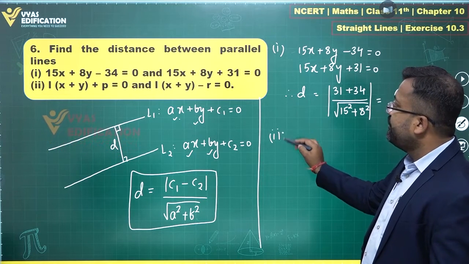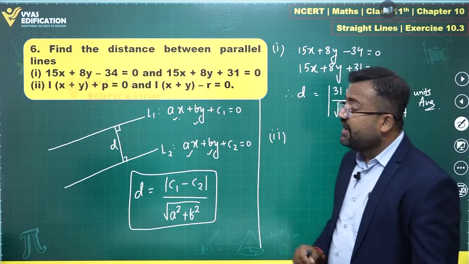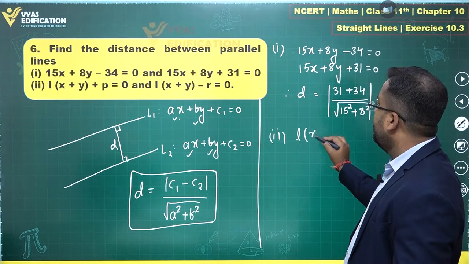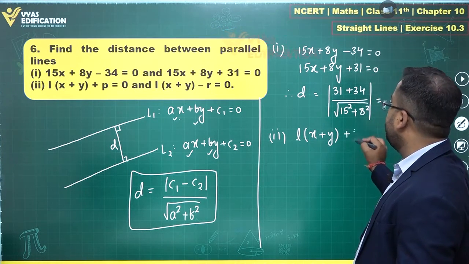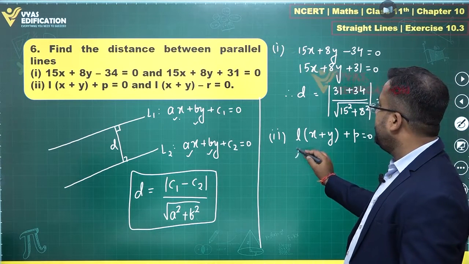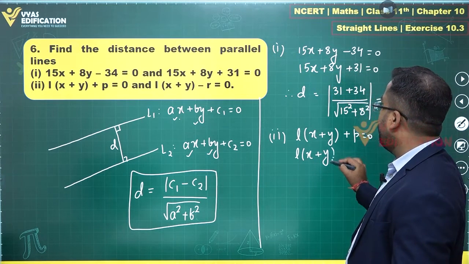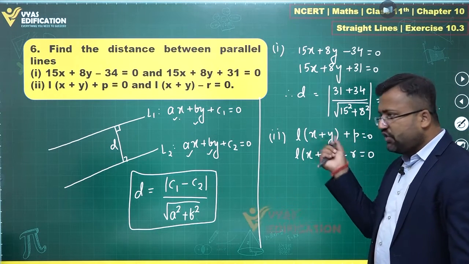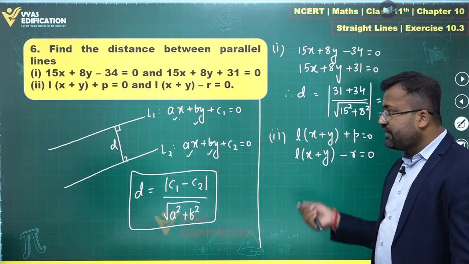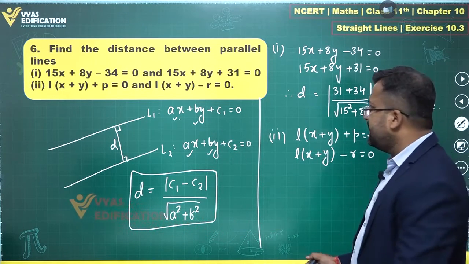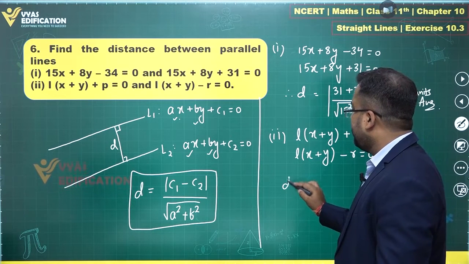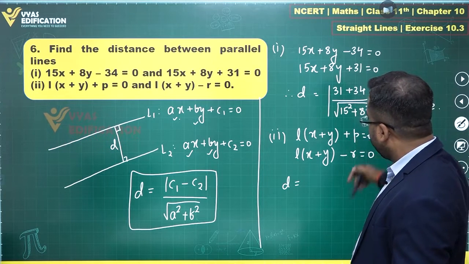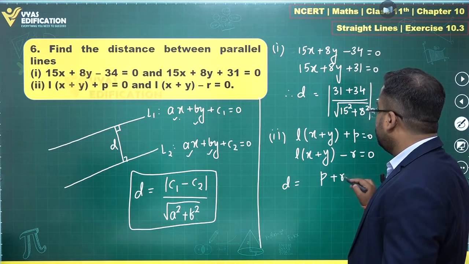Right, the next part, the second part, says the lines are given in terms of L and P as coefficients. L times x plus y plus P is equal to 0. Then you have L times x plus y minus r is equal to 0. If you observe, the coefficient of x is L, and the coefficient of y is also L. That's the condition which we wanted to satisfy, that the coefficients are exactly the same. Therefore, the distance will be C1 minus C2, which can be written as p minus of minus r.